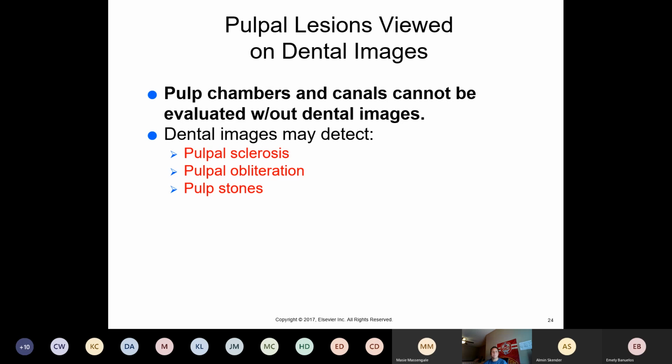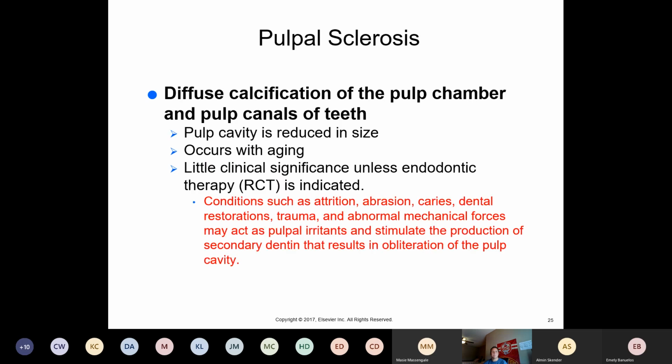So now when we're looking at pulpal lesions on dental images, we're going to be talking about anything that has to do with the pulp chamber and the canals that house the nerve of the tooth. So with images, we can detect pulpal sclerosis, pulpal obliteration, and pulp stones. And I'm going to show you what those look like.